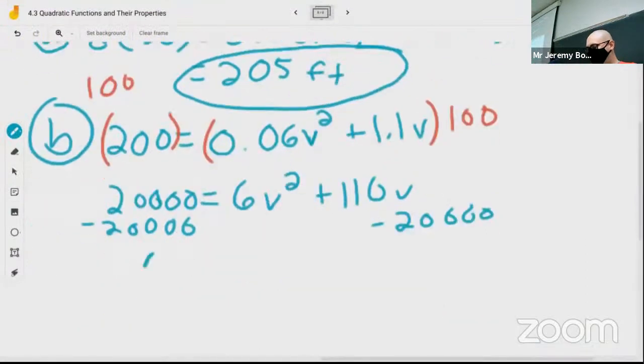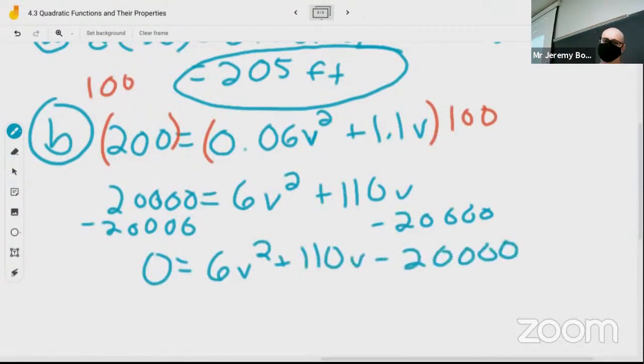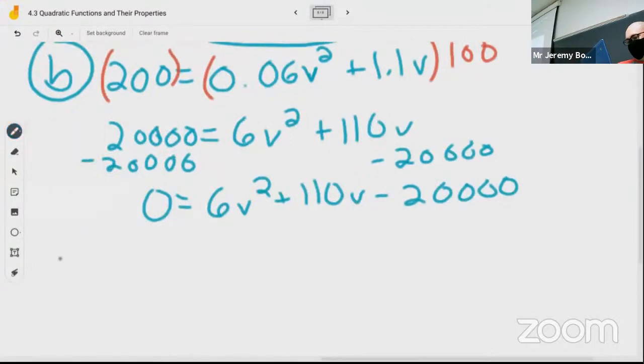So what we're going to have is 0 is equal to 6V squared plus 110V minus 20,000. You could try to factor this, but man, I don't want to try to figure out the factors of 120,000. But you can. What I would suggest doing is, hey, let's use the quadratic formula. So in this case, it's going to be V is equal to negative B plus or minus the square root of B squared minus 4AC all over 2A.